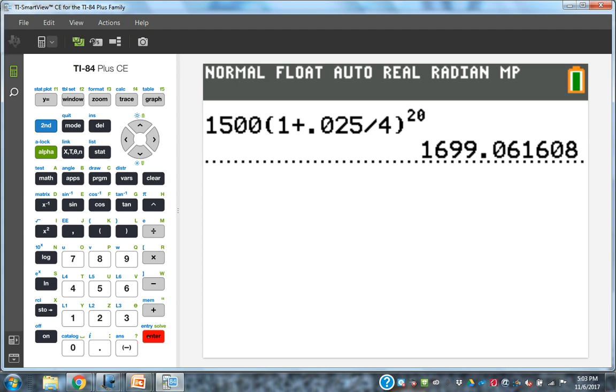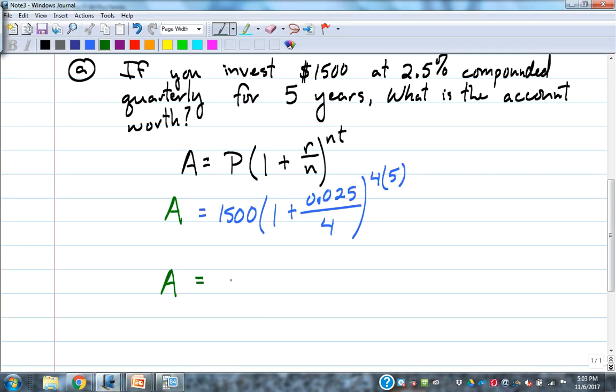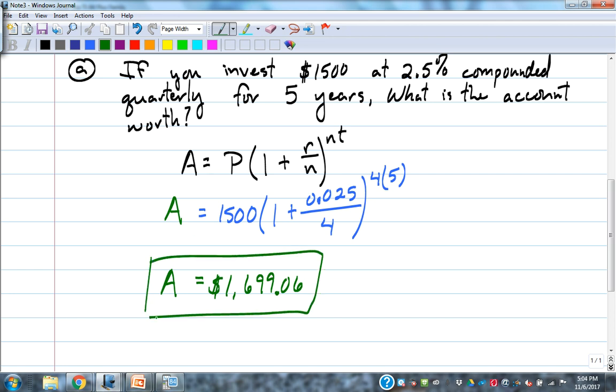So in 5 years of us doing nothing to that account, just putting that $1,500 in there and forgetting about it, we've made our account worth $1,699.06, rounded to the nearest cent since we're dealing with money. Almost $1,700. So we gained almost $200 without doing anything. It's nice when you don't do anything.